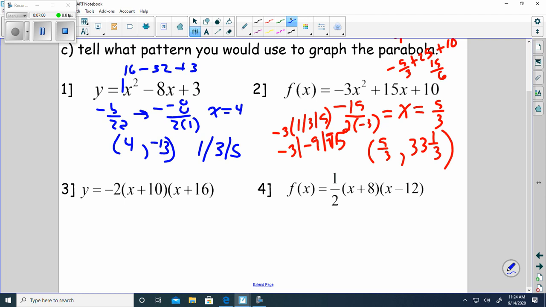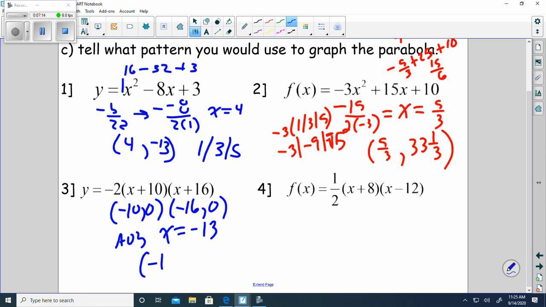After that, I know my roots, so negative 10, 0, and negative 16, 0. Halfway between those points for my axis of symmetry is x equals negative 13. If I take negative 13 and plug it back in, I can get my vertex. So negative 13 plugged down is going to give me negative 3, and negative 13 plugged in here is going to be 3. So negative 2 times negative 3 is 6. 6 times 3 is 18. And then my pattern graph is going to be negative 2 times 1, 3, 5. So I get negative 2, negative 6, negative 10 is my pattern graph.